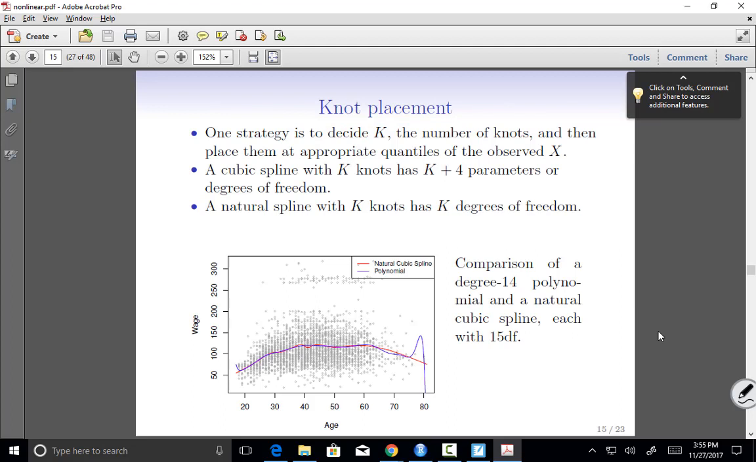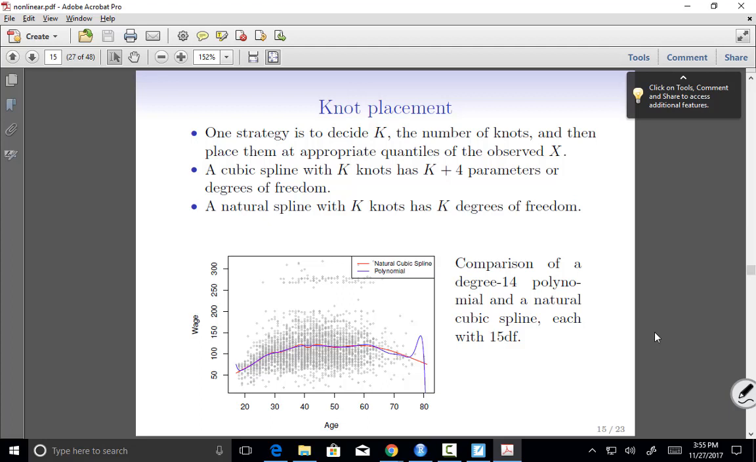One thing that we'll have to think about, though, is where do these knots go? The knots are locations that separate the bins. We're going to fit little cubic polynomials within bins. How many bins do we need, and where should we put the knots, is an open question.